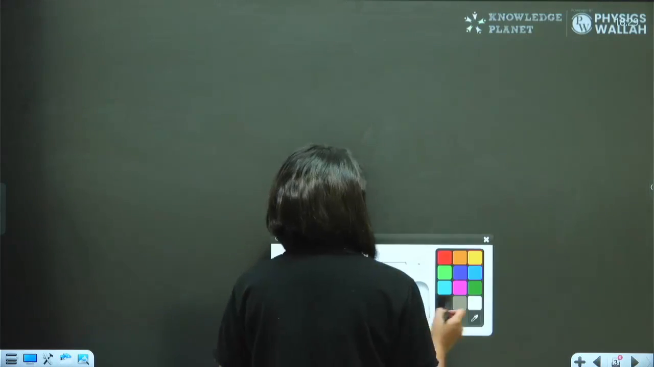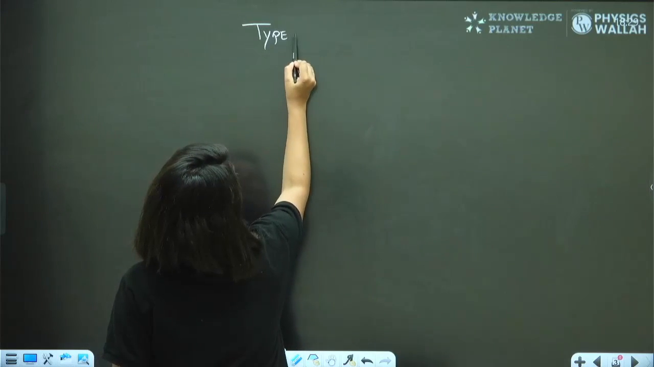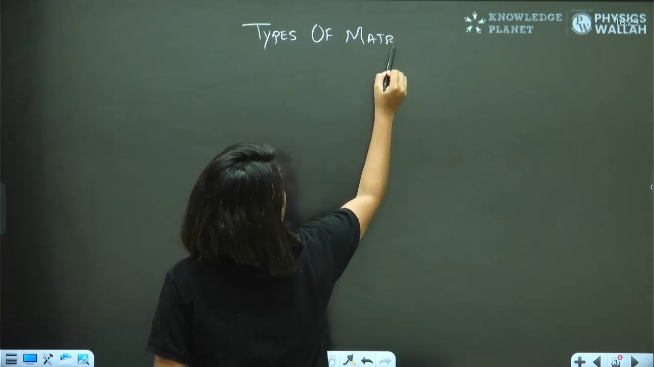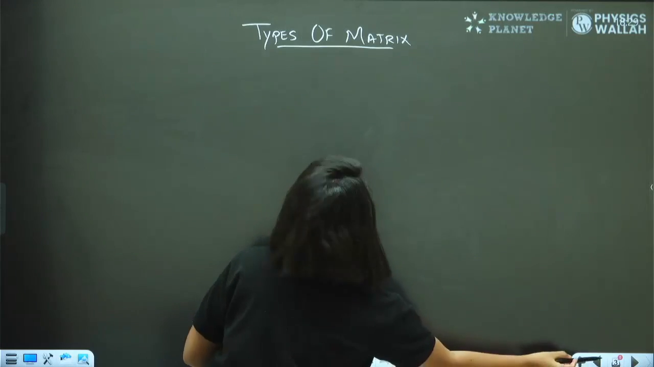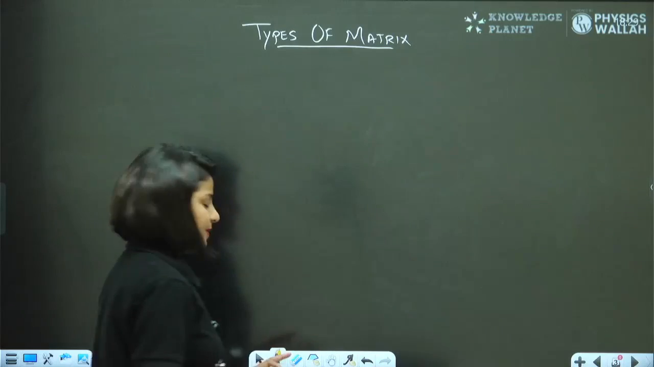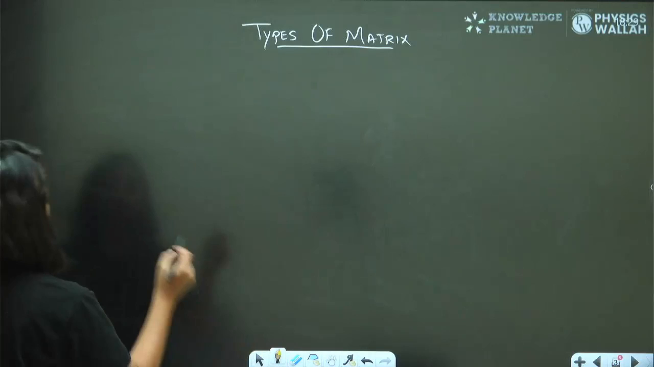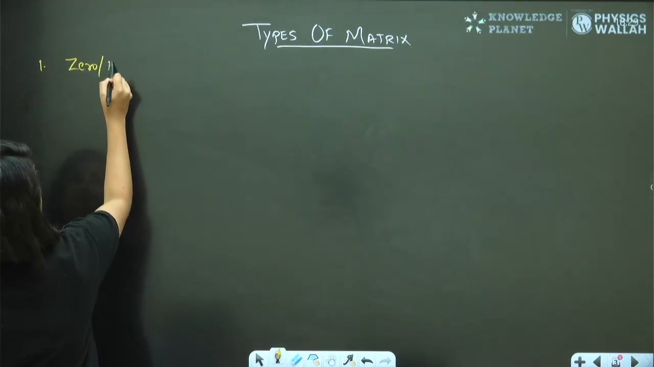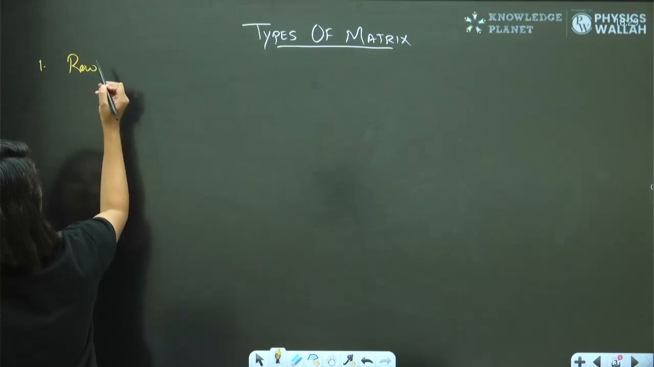What was the next thing we studied in matrices? Types of matrices. Matrix, matrices, whatever you write. So how many types of matrix did we study? Let's write down all of them one by one. The very first type was the row matrix.